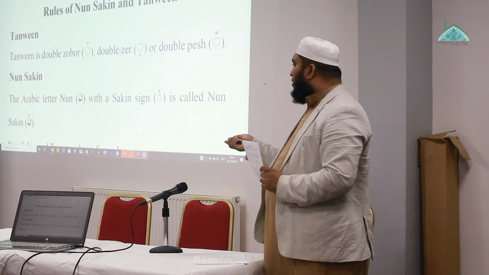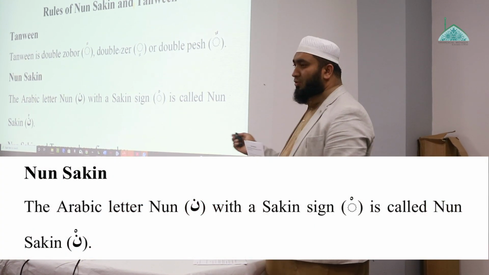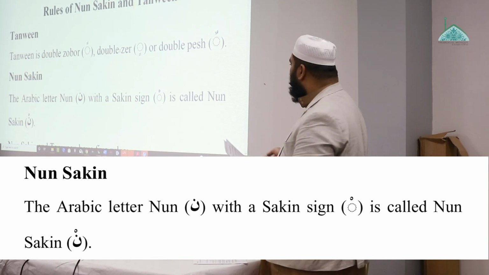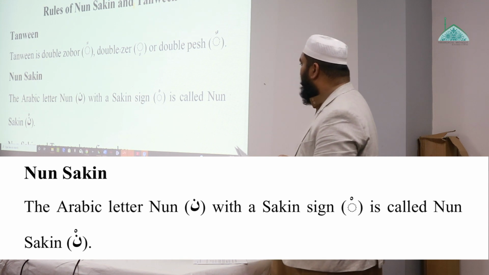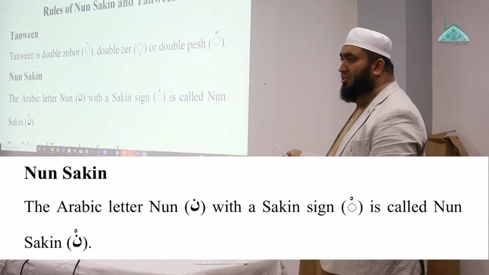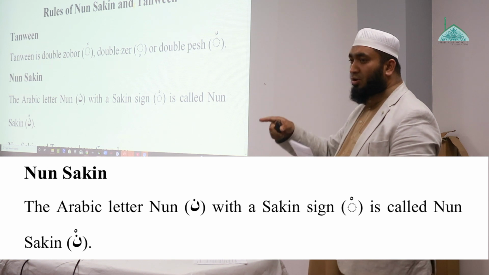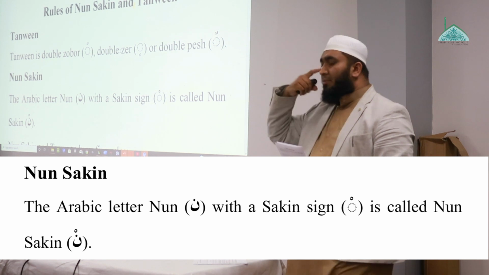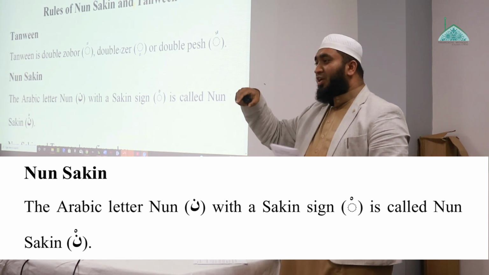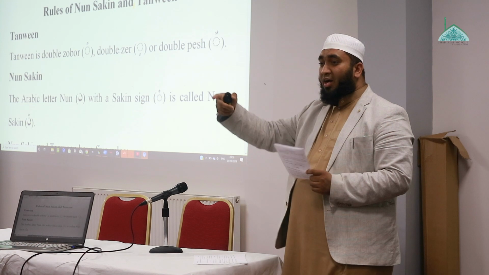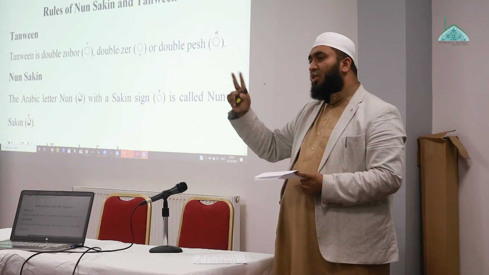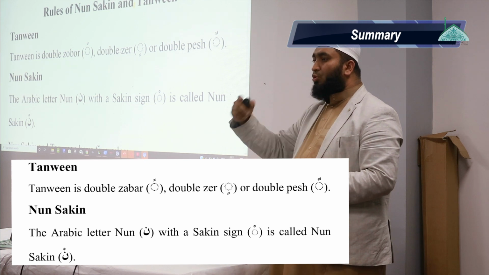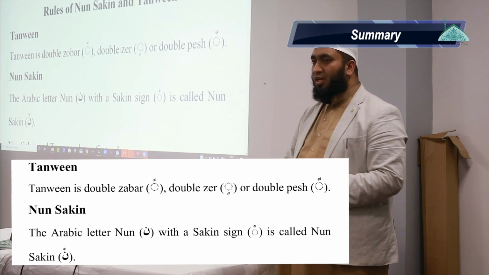Then Nun Sakin, the Arabic letter Nun with a Sakin. The Sakin we also call Jazm. Now Sakin has different signs. One of the signs, the modern Arabic sign, is a circle, like a zero. It can also be an upside down V. Whenever we see in the Quran two zabar, two zer, two pesh, we understand this is Tanween. And whenever we see a Nun with a Sakin, we understand this is a Nun Sakin.